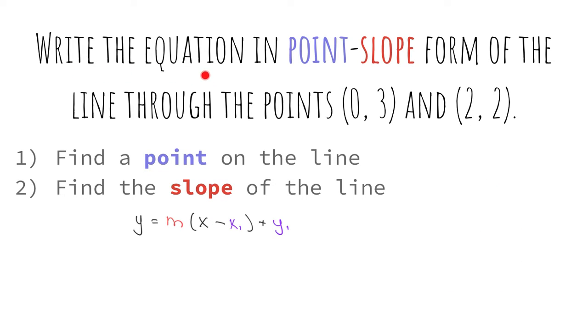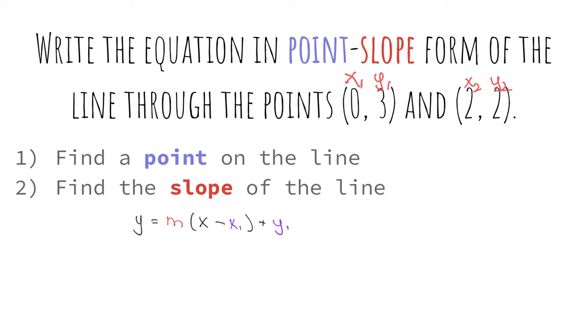So again, we're going to write the equation in point-slope form of a line through the points (0, 3) and (2, 2). We can choose either one of these points. We've been typically choosing the first one, and then we need to find the slope. So to find the slope, I'm going to do it using the x1, y1 formula just to show an example of that.